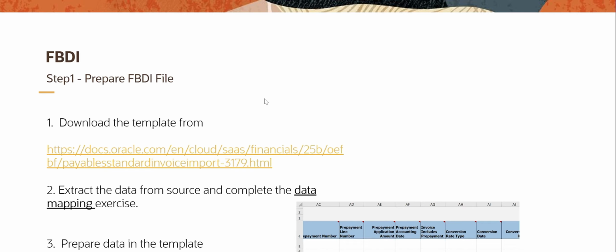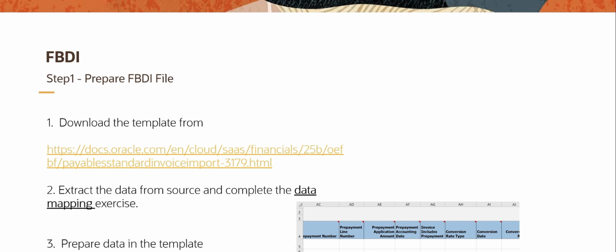This is a typical FBDI process flow. There are three major steps that we need to follow. Step one is to prepare the FBDI file. So the first thing we do is to download the official FBDI template from Oracle website. You can usually find it in the file-based data import documentation or directly Google.